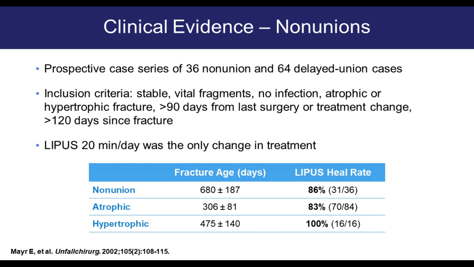You can see overall non-unions, average fracture was 680 days, even though we said it had to be at least 120 days old. The average fracture was almost 2 years old. 86% of those non-unions went on to heal with the addition of LIPUS. Of the atrophics, 83% went on to heal. That was 84 fractures. And the hypertrophics, 100% went on to heal.